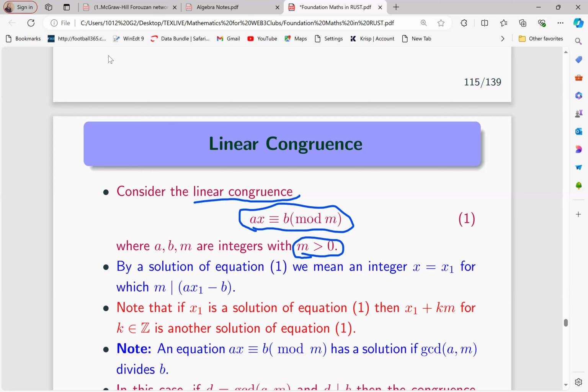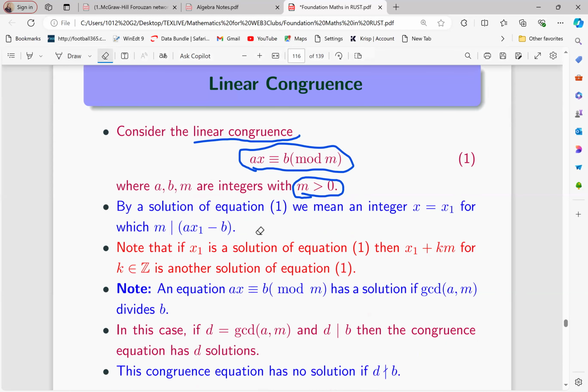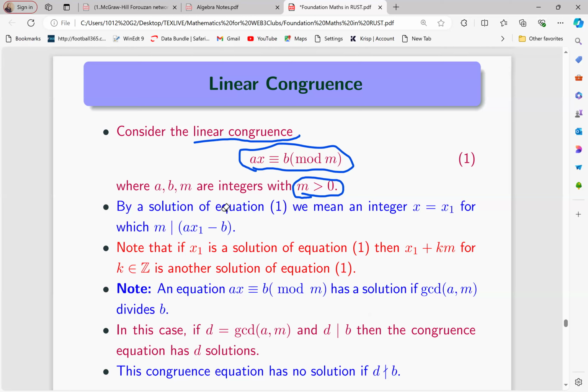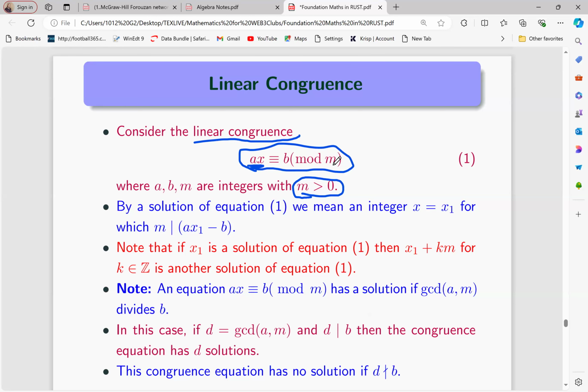Now, what do we mean by a solution to a linear congruence? What do you mean when you say that it has a solution? A solution to this equation would mean an integer which, when you substitute for x, and the result is divided by m, will give you b as the remainder.